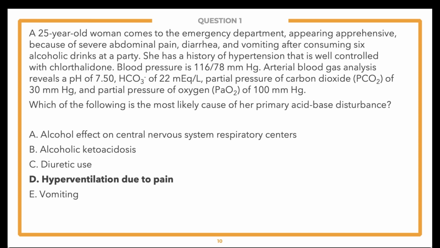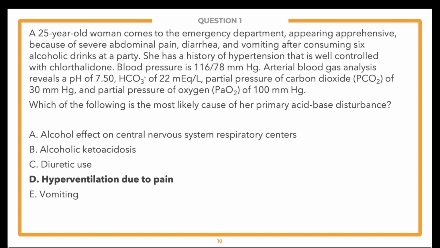Let's go to alcoholic ketoacidosis. High alcohol ingestion, that's going to cause a respiratory depression. And then you'll have respiratory acidosis, and the PCO2 will be high, because when you have respiratory depression, you're not breathing out that CO2 as fast or as much. So that PCO2 level will be high and not low like we see it here.